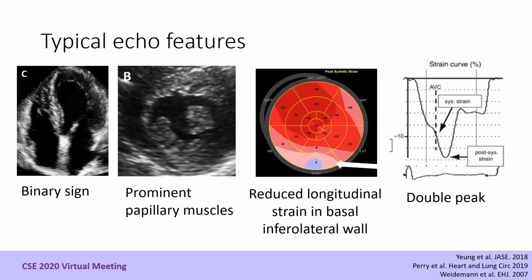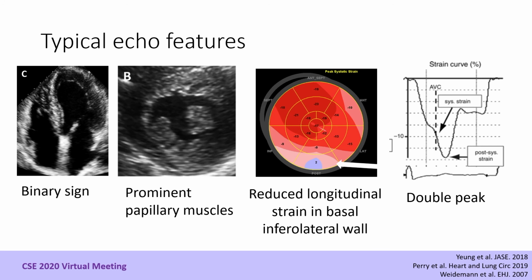Typical echo features in Fabry disease include a binary sign of the LV myocardium, and this is because the endocardium is thickened as a result of glycolipid-enriched smooth muscle cells, and then below it there's a subendocardial empty space containing free glycosphingolipids, and then an inner subendocardial layer of severely affected myocardium. Initial studies showed that this was prevalent in about 83% of patients with Fabry disease. However, subsequent studies only showed a prevalence of about 20%.